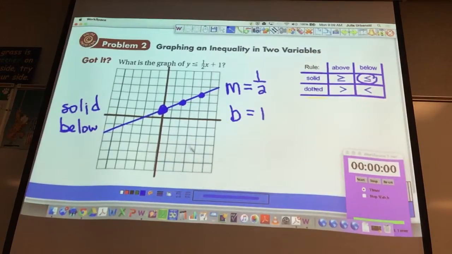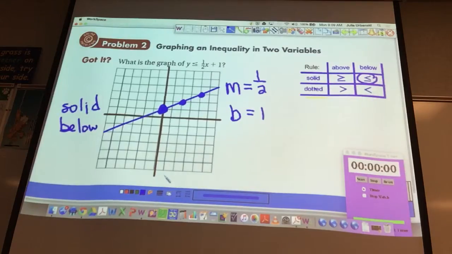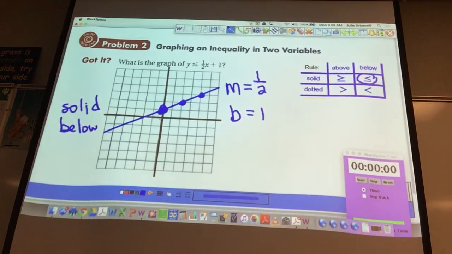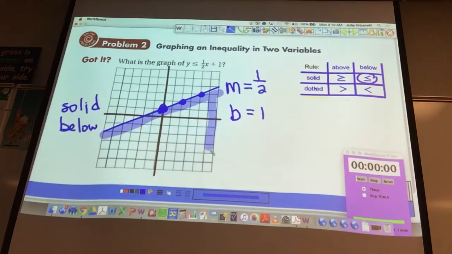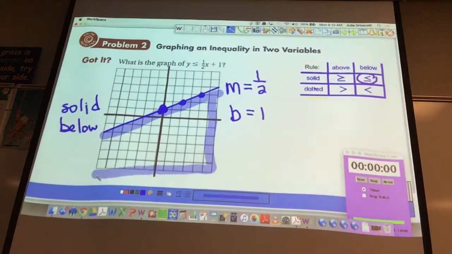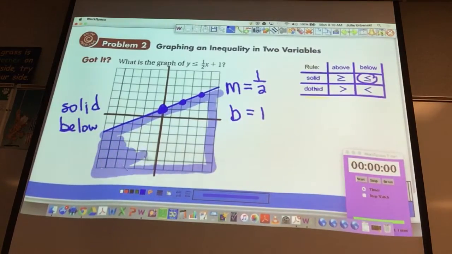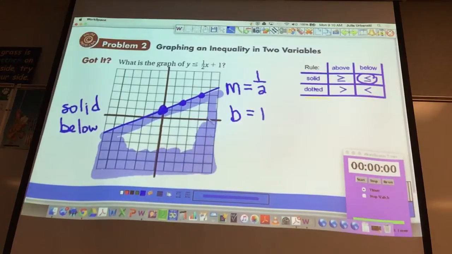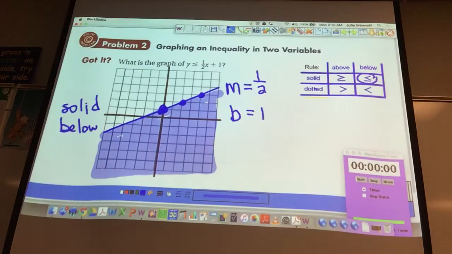Once you've made the solid line, you have to ask yourself, do I shade above it or below it? Below it, because it says less than. So go to the y-intercept right there and just start shading below. Use your pencil to do that. Some people just make lines because it's easier for them. Or you just scribble. Whatever works for you, you just have to make it clear that it's something below that line.